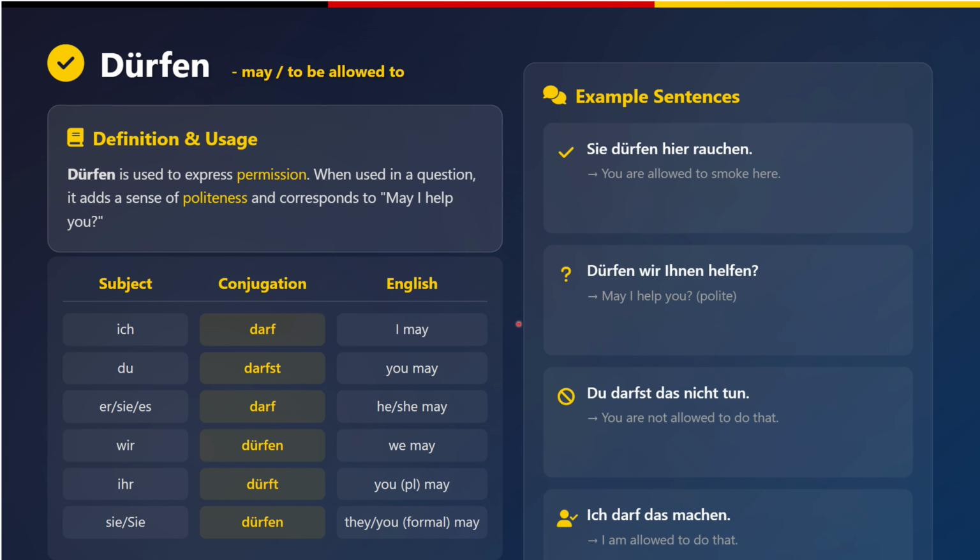Look at the examples. Sie dürfen hier rauchen means you are allowed to smoke here. Dürfen wir Ihnen helfen, which means may I help you or may we help you. Du darfst das nicht tun. It means you are not allowed to do that. Ich darf das machen. It means I am allowed to do that. Notice that in the ich, er, and es forms there is no ending. It is simply darf. Practice these forms because dürfen is very common when asking for or giving permission.